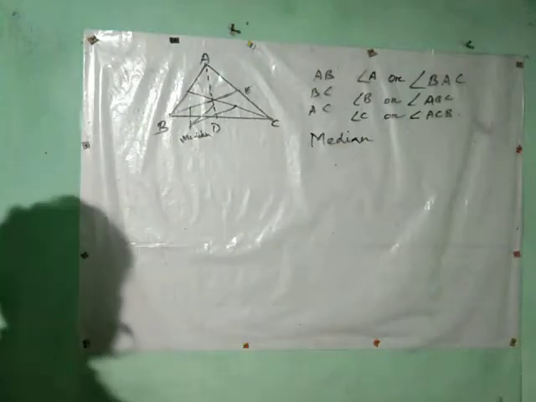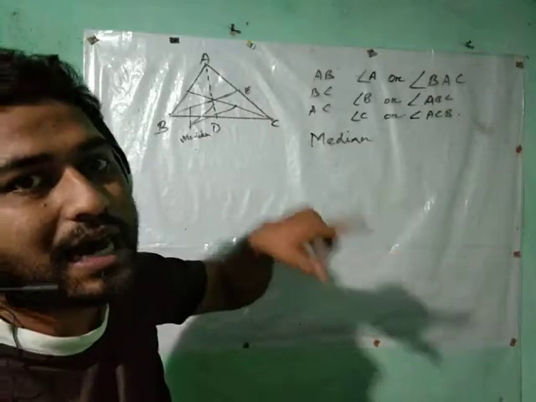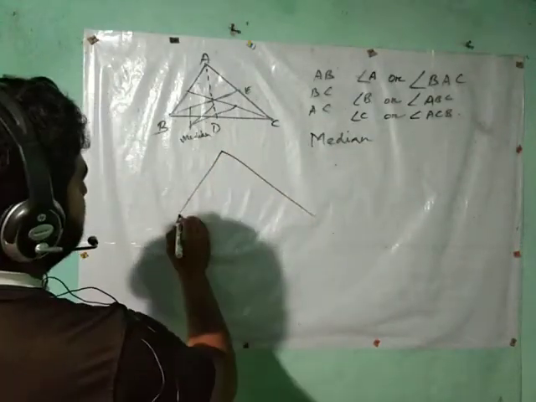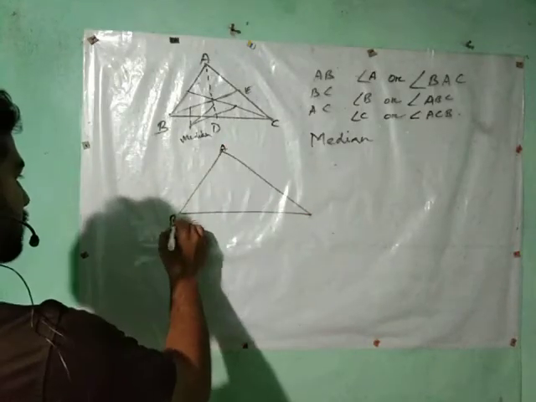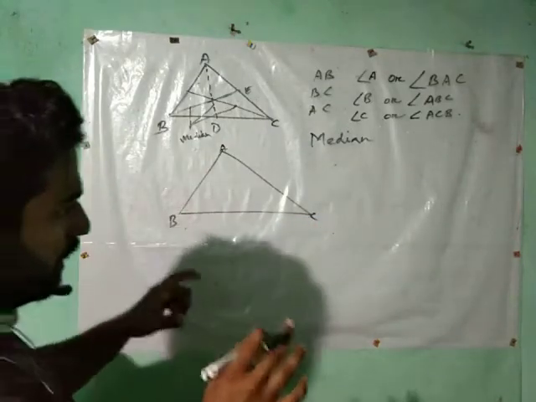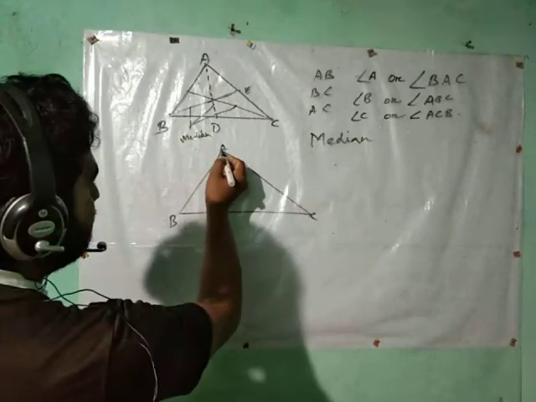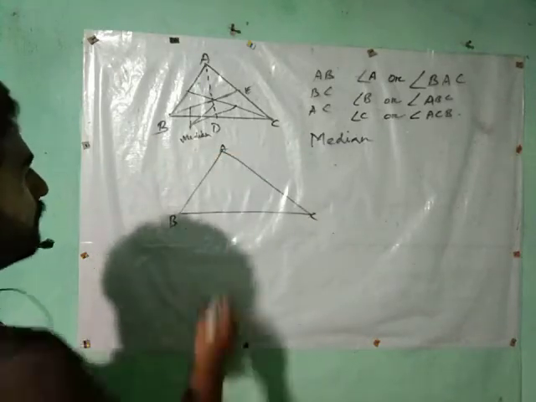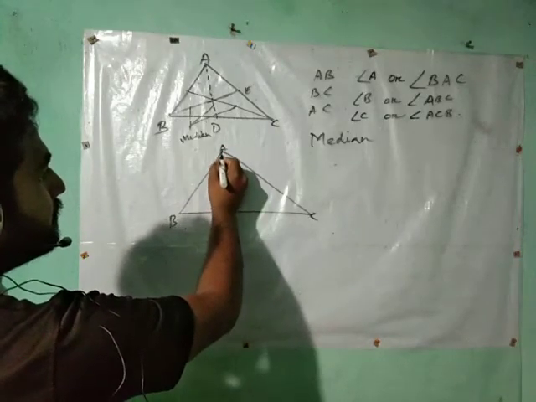Very important concept. This is the point of view. This is the explanation for median, how we draw. Now we will draw some other things here. If you look at this diagram, same diagram I am drawing, but a bit bigger. Now if I consider BC as the base, the opposite vertex to this base is A, right?